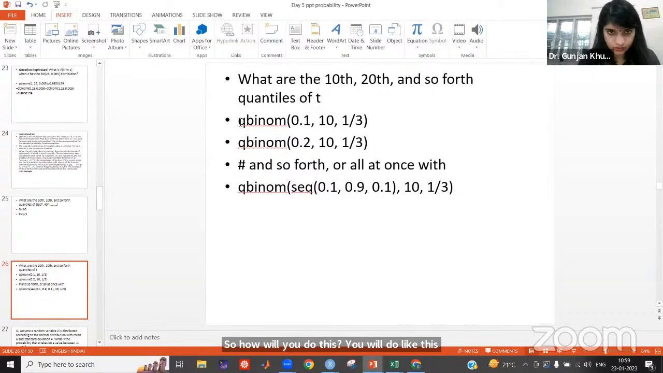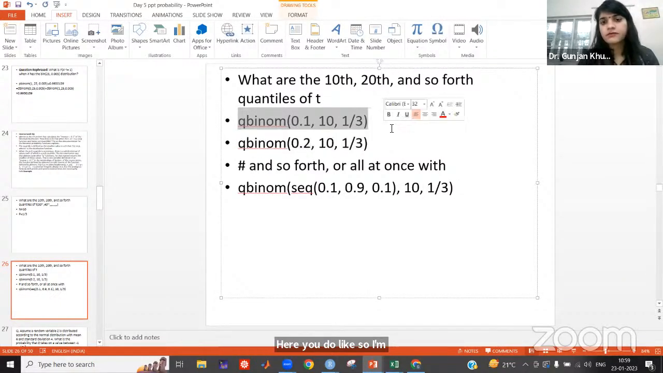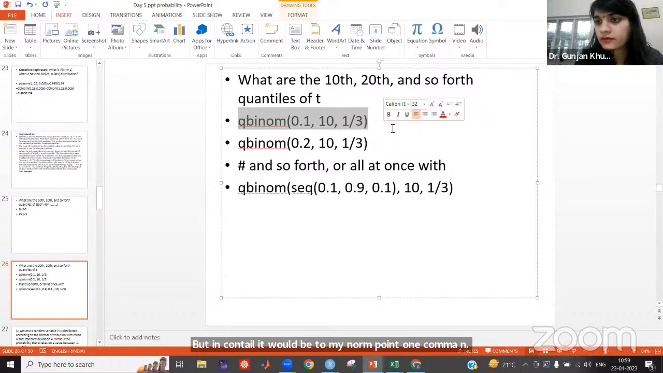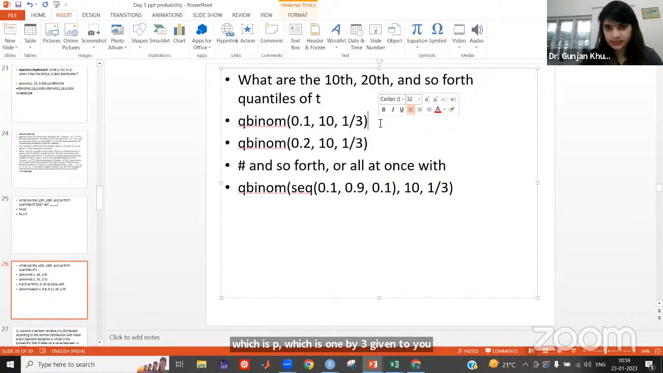So I'm highlighting the command for the 10th quantile. It would be Q binom 0.1, comma n, the value of n which is 10, and the value of probability p, probability of success, which is 1 by 3, given to you. So what is the answer in this case?